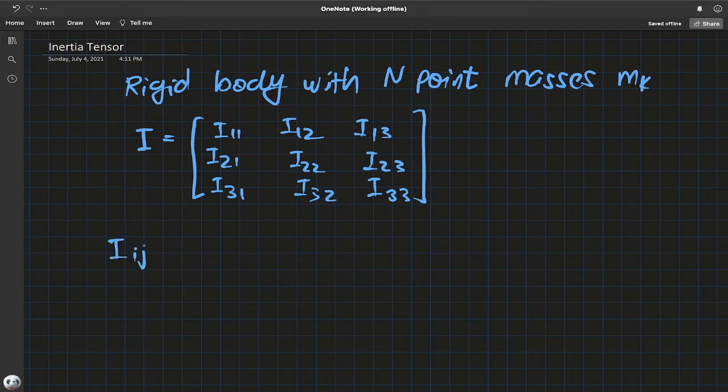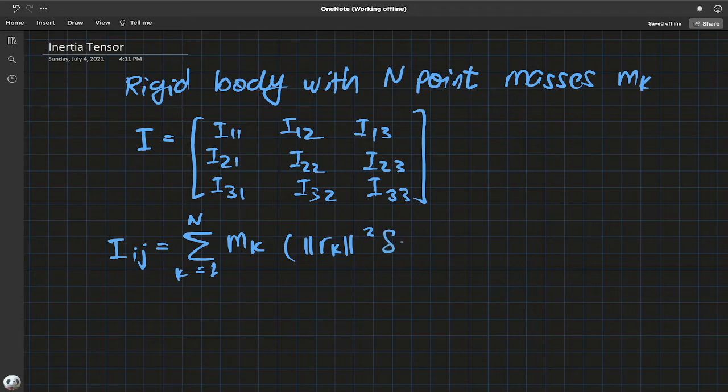We define it as I sub ij is nothing but the sum from k equals 1 to n of m sub k, magnitude of the position vector r sub k squared, Kronecker delta ij, minus x sub i of k, more like x sub j. Yes, that is a better notation here.